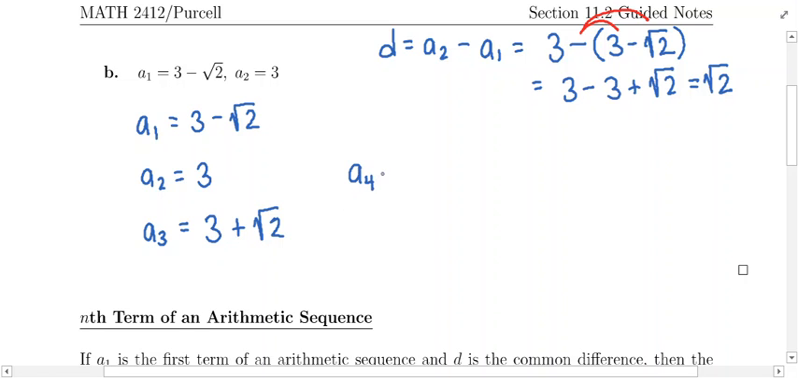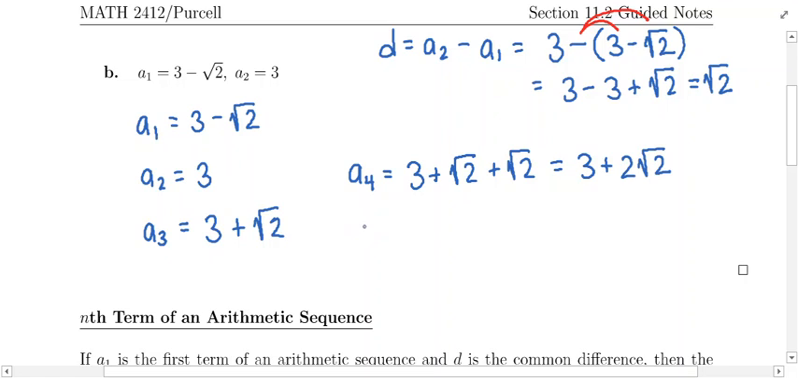To get the fourth term, A4, we're going to take A3, which is 3 plus the square root of 2, and then add the common difference again, which is the square root of 2. To simplify this, we can combine like terms. We can combine the radicals. So we're going to leave the 3 and then add, we have 2 instances of the square root of 2. So this is going to be 3 plus 2 square root of 2.